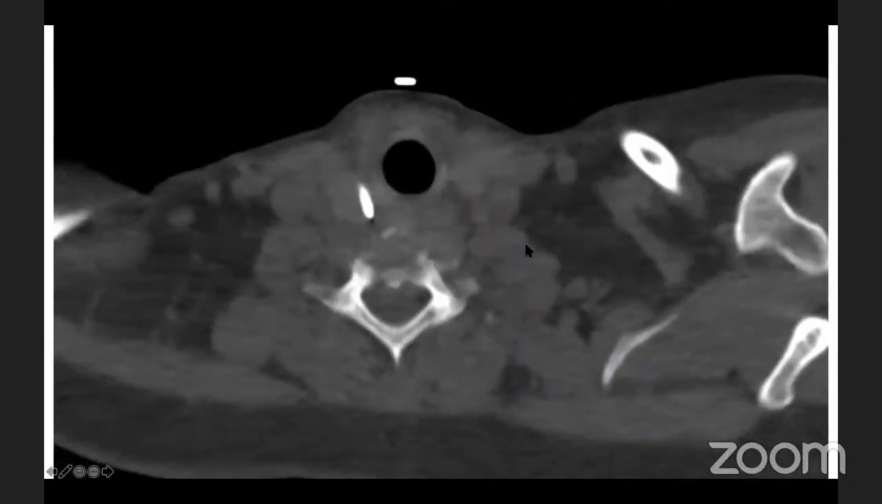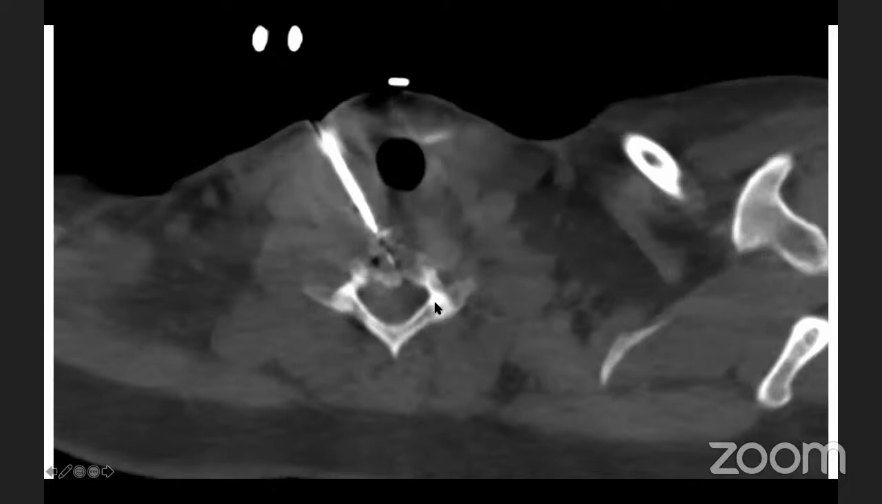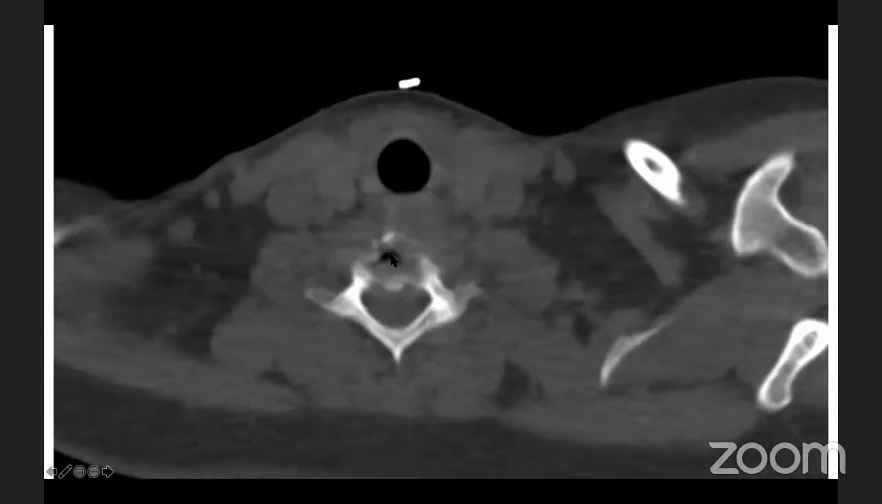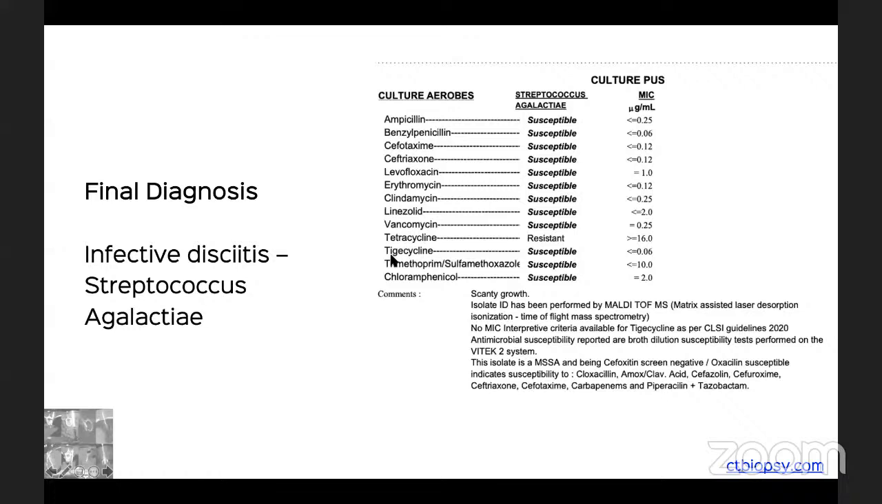So that's exactly what we did, went into the vertebral body. And there it is, you've got your answer, or you've got the material. This turned out to be strep.